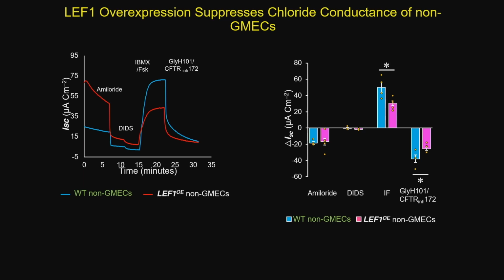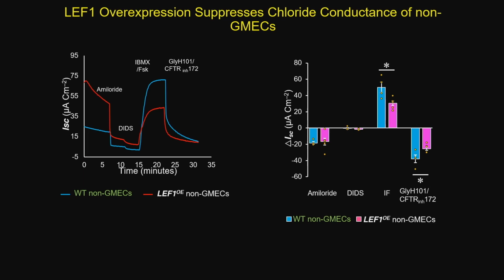There is a significant decrease in the cyclic AMP inducible GlyH101 inhibitable CFTR dependent current in the LIF1 overexpressing non-myoepithelial cells, and this was quantified and came to be significantly different. All right, so these are non-myoepithelial cells in total.